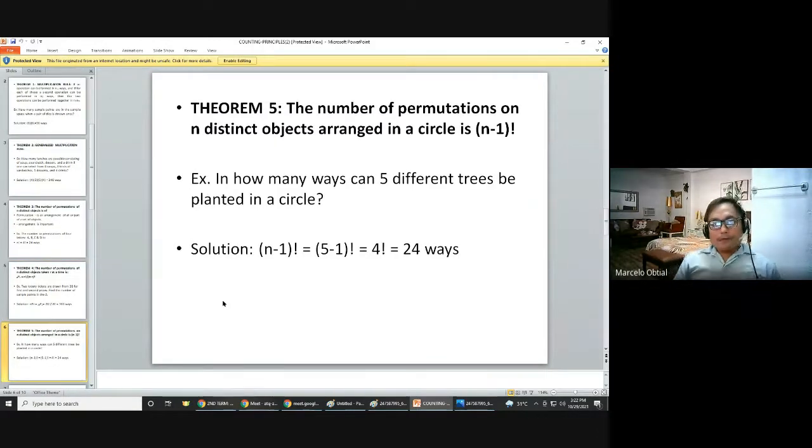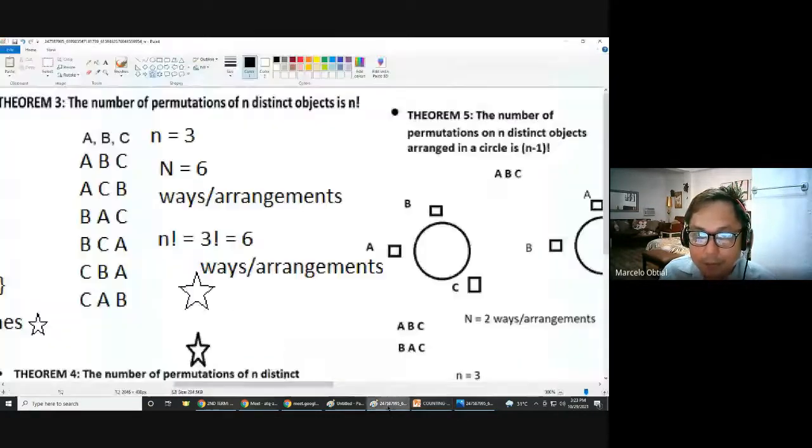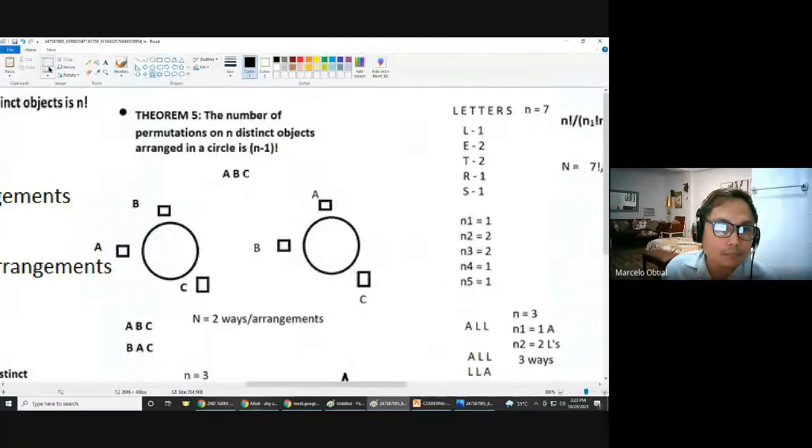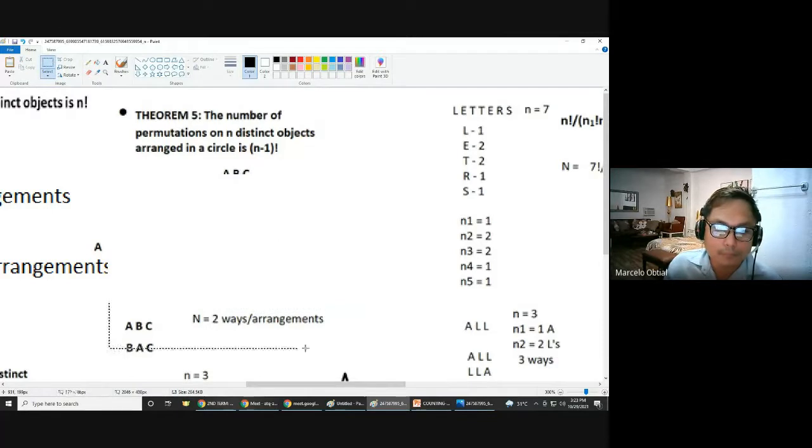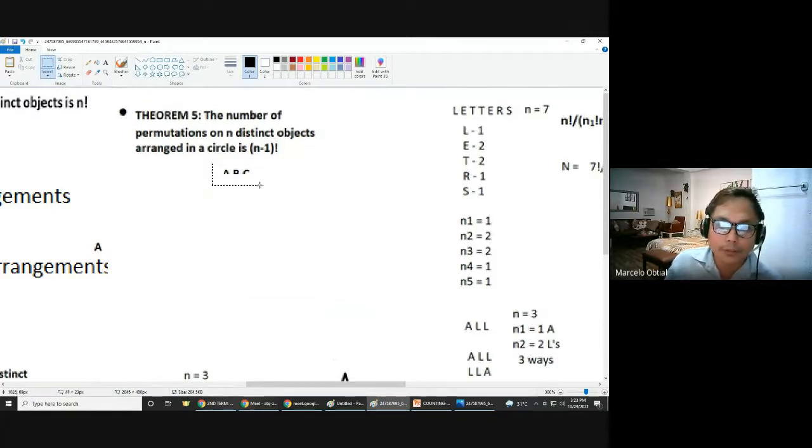Now, theorem number 5, the number of permutations on n distinct objects in a circle is n minus 1 factorial. So, titingnan lang natin doon sa situation kung paikot siya. Not necessarily circle, ha? Pero pwede mo kasi imagine that is oblong, that is square or rectangle. For example, you're sitting in a square table, so ikot kayo, no? Circle pa rin siya. Okay? So, para ma-visualize natin na maayos, okay, Shelo, this is the situation, no?